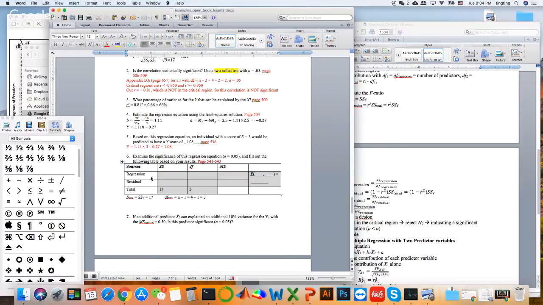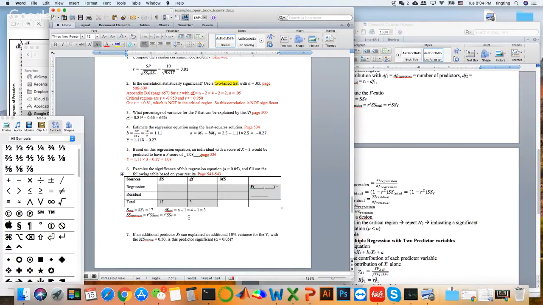For the regression, the component equals R squared times the SSY, right? R squared, we have this number computed here, which is 0.66. SSY we have as 16. So the result should be 1.2.